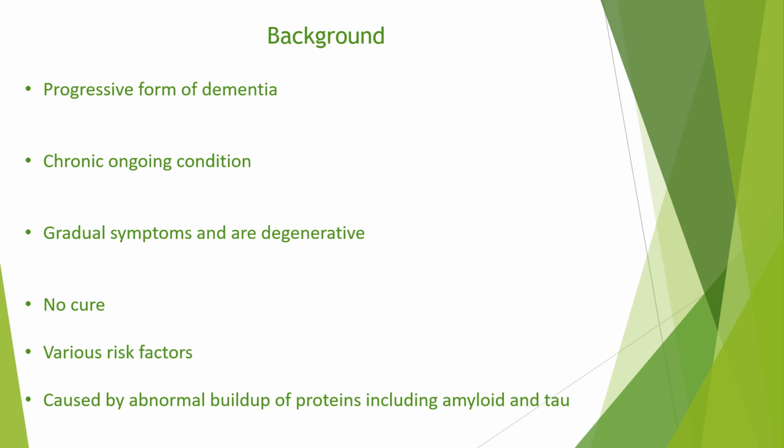So it's a chronic ongoing condition, the symptoms are gradual, and it's known as degenerative. There's no cure, but there are various risk factors. The early signs of the disease include forgetting recent events or conversations. Over time this progresses to serious memory problems and the loss of ability to perform everyday tasks. If you take medicines, this can improve or slow the progression of symptoms. And as I said before, there's no cure. If you have advanced stages, you can have severe loss of brain function, which can cause dehydration, malnutrition or infection, and this can result eventually in death.